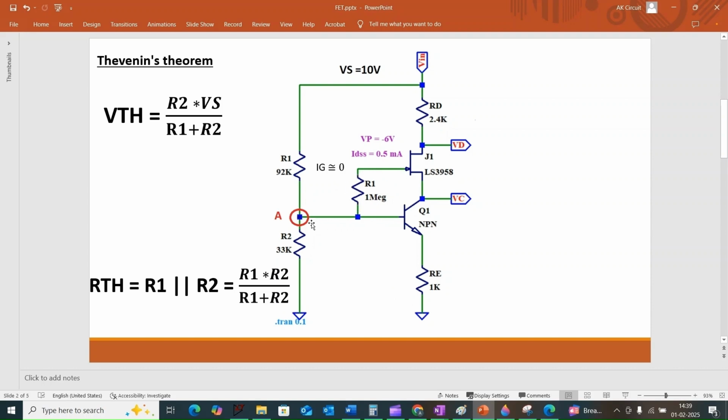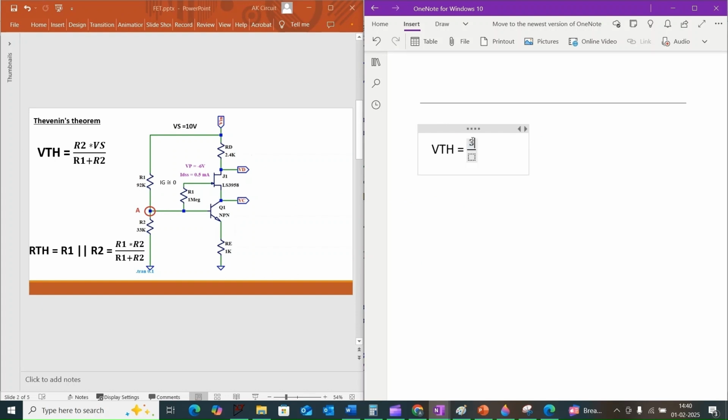First, we need to find the Thevenin's voltage at node A, which we can call VTH. It is just the voltage divider output formed by the 92 kilo ohm resistor and the 33 kilo ohm resistor. So VTH is equal to 33 kilo ohm times VS, that is 10 volt, divided by 92 kilo ohm plus 33 kilo ohm. That gives us 2.64 volt.